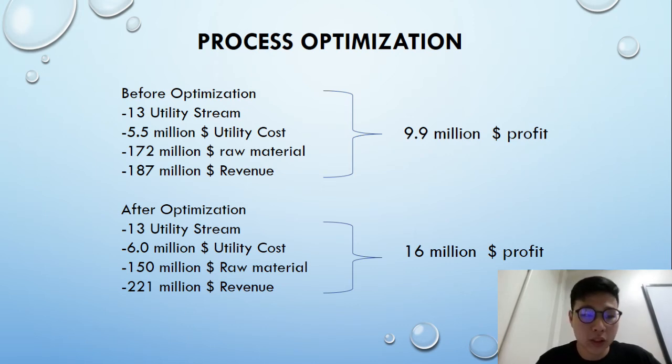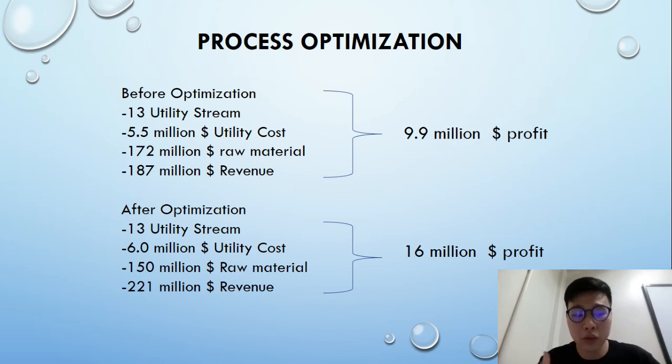Before optimization, we have 13 streams, compared to the utility streams after optimization, where there will also be 13 streams. But the difference is that more heat, more condenser and more reboiler power will be used after the optimization process, because if you increase some of the reboiler and condenser, more phenol product will be produced, although the cost will be high.